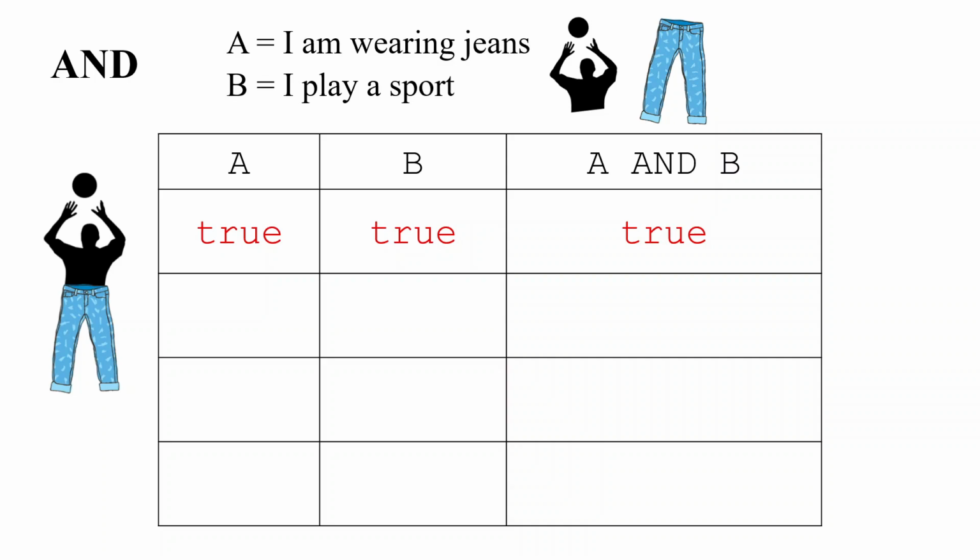So we say that's true, that expression. When A and B are true, who stands up? It's the people who are wearing jeans and playing a sport. Both of them have to be true in order for you to have been standing up.